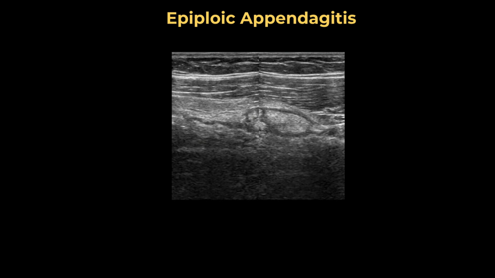Fat stranding is localized and very intense. It appears as a bright halo of inflamed fat surrounding the lesion. Fluid around the lesion is usually absent or minimal. If present, it's only a small localized collection. Lymph nodes are usually normal. The absence of enlarged lymph nodes helps distinguish this from other inflammatory or malignant conditions.